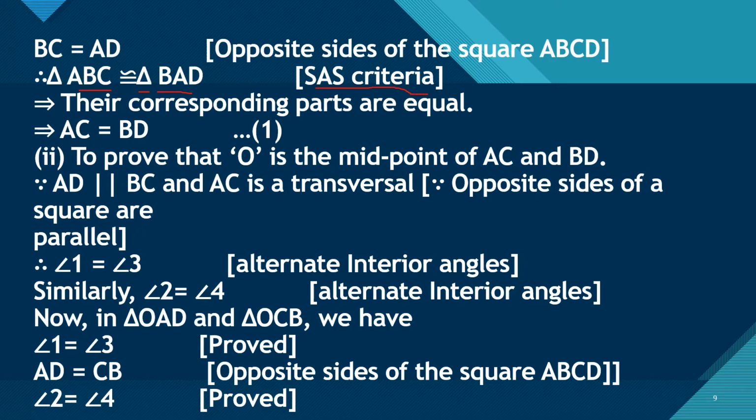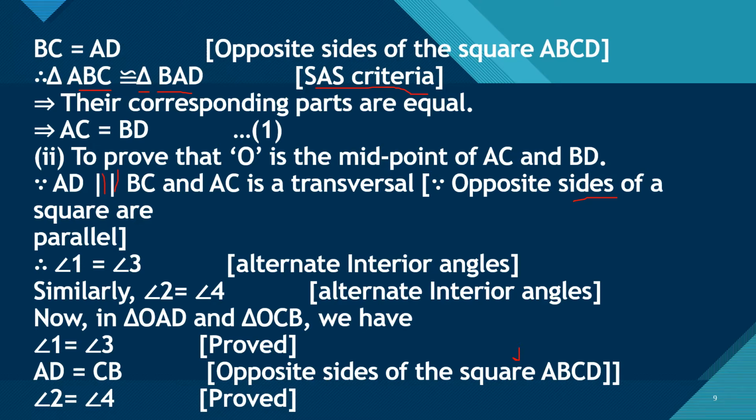Their corresponding parts are equal. So AC is equal to BD. To prove that O is the midpoint of AC and BD, AC is a transversal. Opposite sides of a square are parallel. Therefore, angle 1 is equal to angle 3, alternate interior angles. Similarly, angle 2 is equal to angle 4.